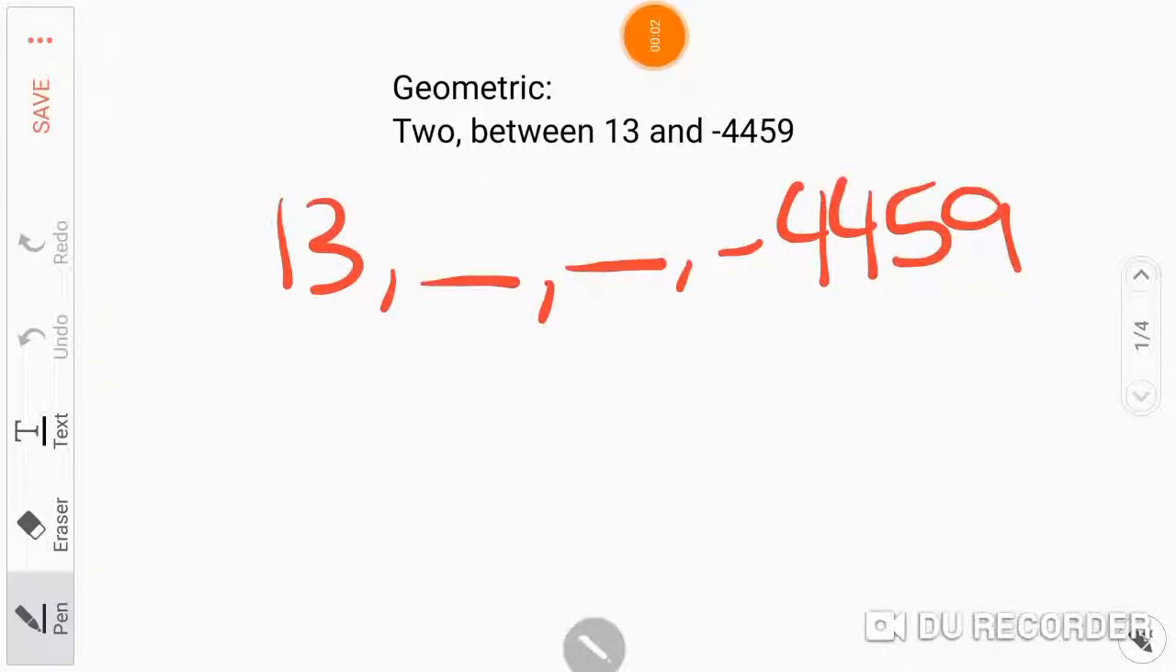Hello, today I'm going to be teaching you how to fill in the missing numbers of a geometric and arithmetic sequence given the first number and another number.